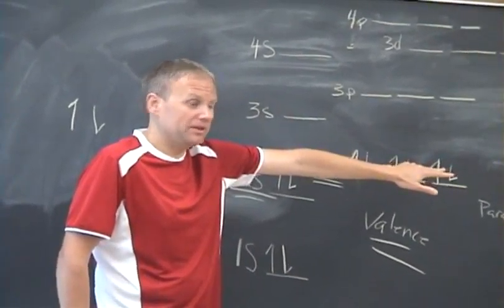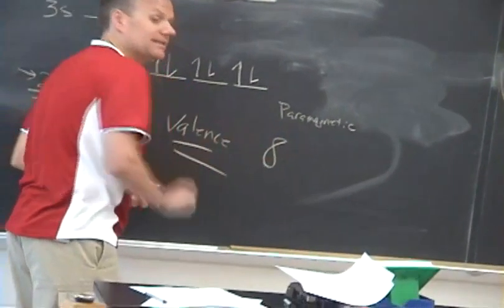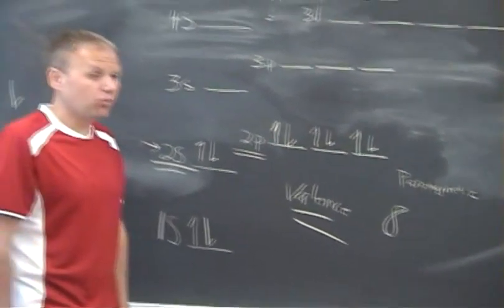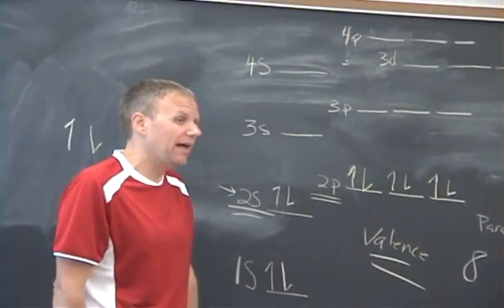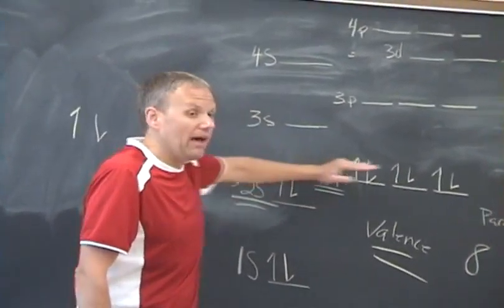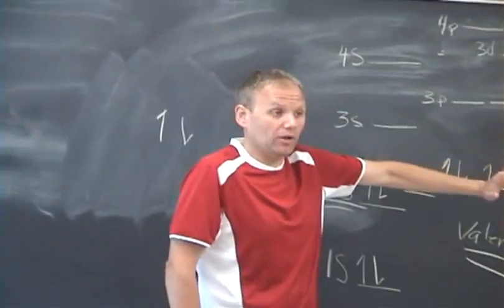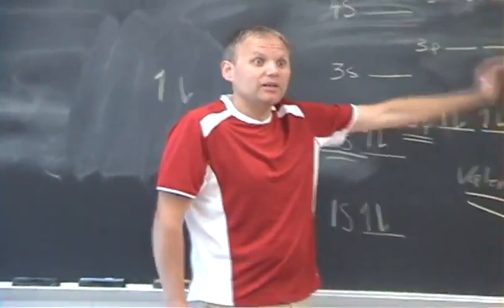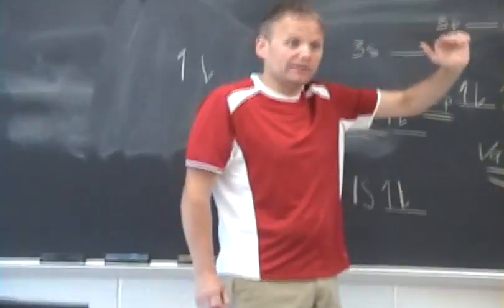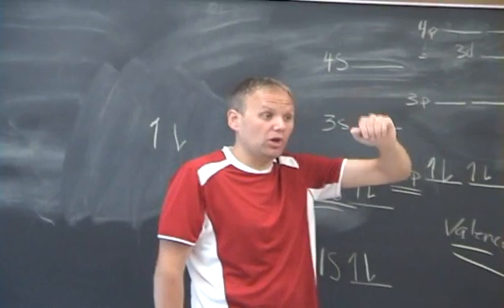We're going to find in an upcoming chapter that 8 is a magic number. Elements want to have 8 valence electrons. We're going to call that the octet rule next week when we talk about it. Now, the goal of all elements in their reacting is to get 8 valence electrons. They want to be like the noble gases.